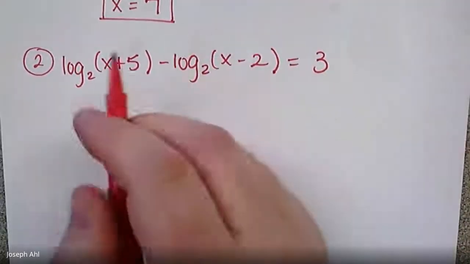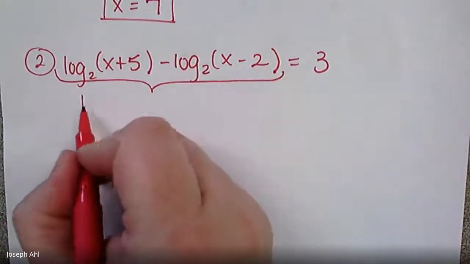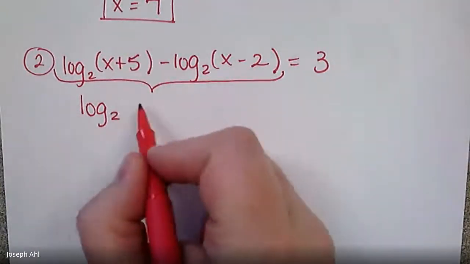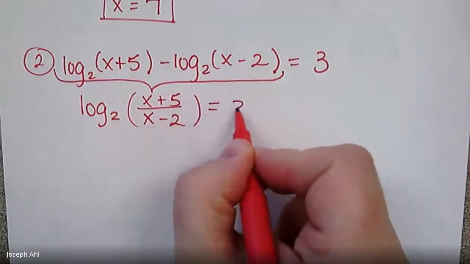Regardless of that, we're still going to start by condensing the logs on the left side. When you condense subtraction, that becomes division. So it's going to be log base 2 of x plus 5 divided by x minus 2 is equal to 3.